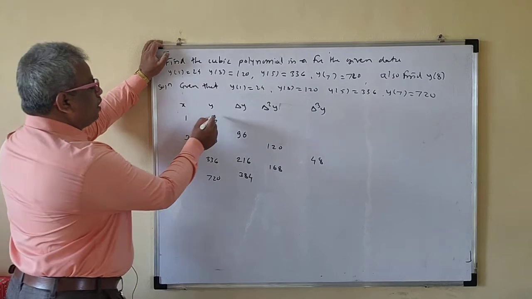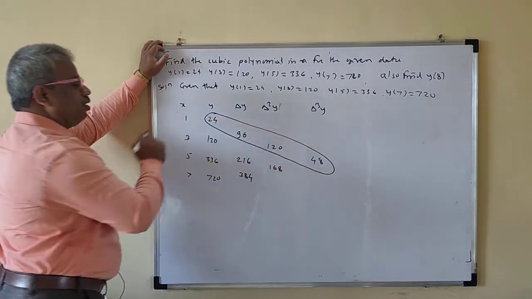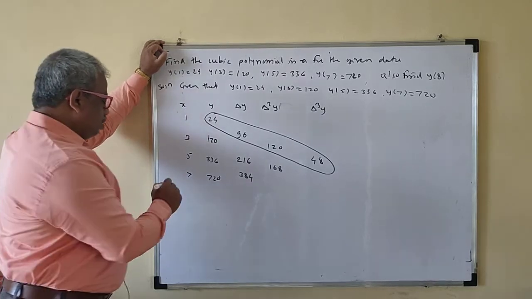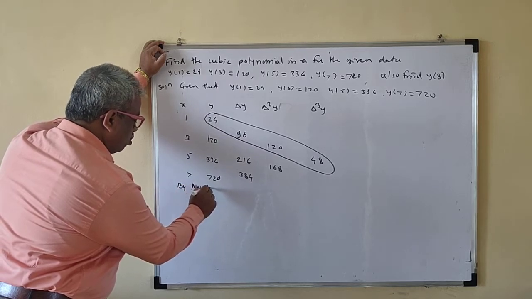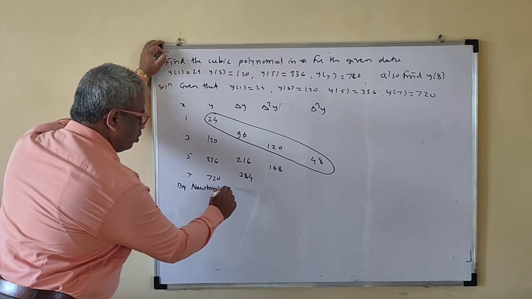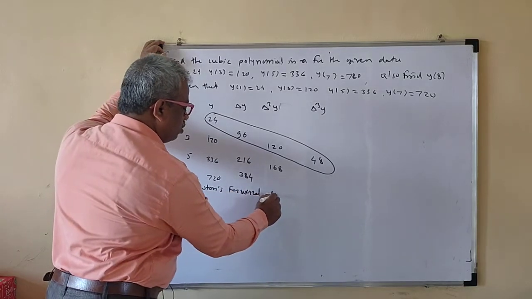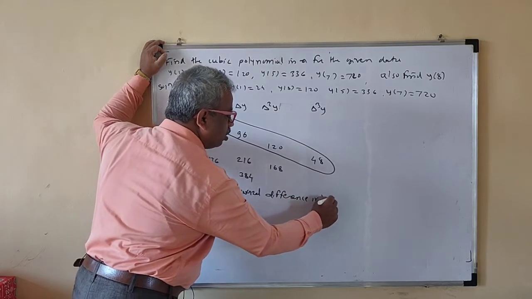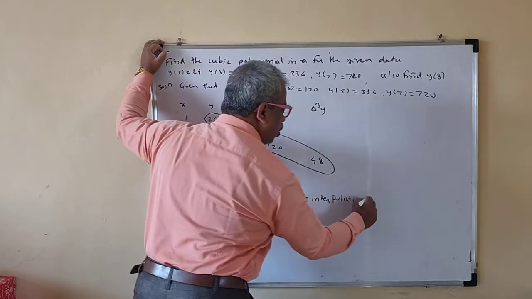Okay. Now we have to apply forward differences. We will apply this value only. We are applying only this upper value here. Okay. So by Newton's forward difference interpolation formula.